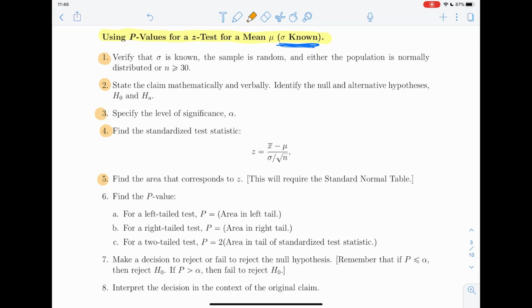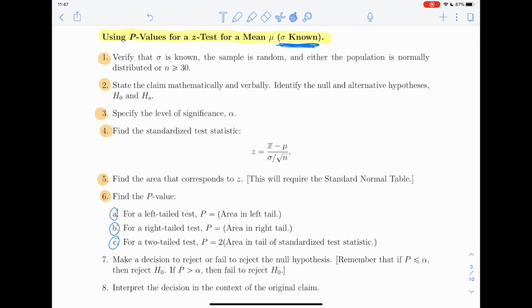That area is either going to give us our p-value or inform us on how to find our p-value. In particular, we have a lot of sub-rules depending on whether we are using a left, right, or two-tailed test. You might recall that the nature of the test that we use is completely dependent on how the alternate hypothesis is written. We'll see an example of that in a bit.